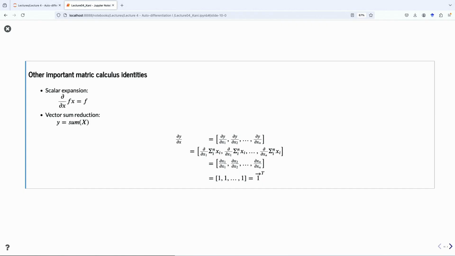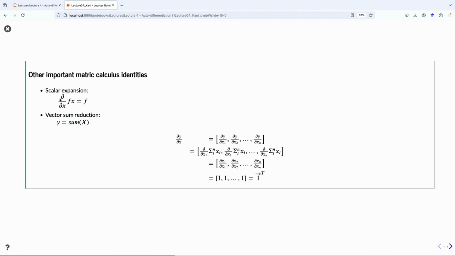So other important calculus identities, for instance, scalar expansion, as we went through: the derivative of f times x with respect to x is equal to f. That makes sense, assuming one condition. What's that condition? When is this true? Yeah, when f is not reliant on x, when it doesn't use x.